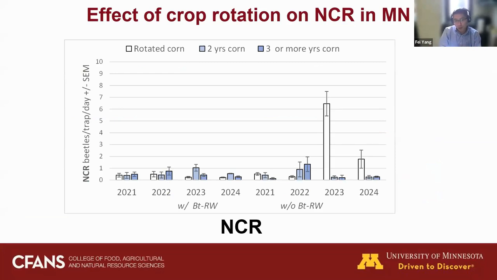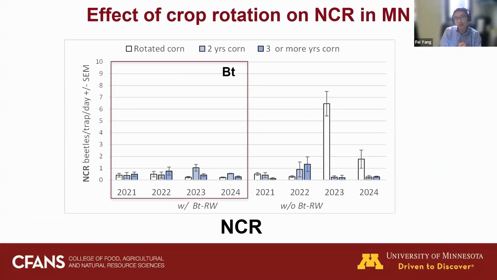Now we switch to northern corn rootworm. For crop rotation, first, if we look at the BT traits, we can see either for first year corn, second year corn, or third or more years of continuous corn fields, we have low pressure. That means these BT traits are still effective for management of northern corn rootworm.